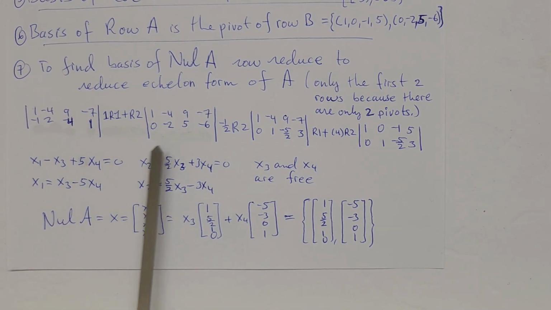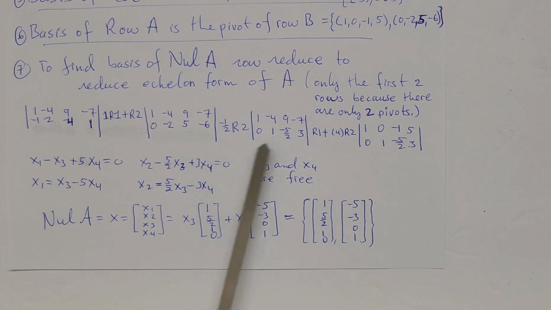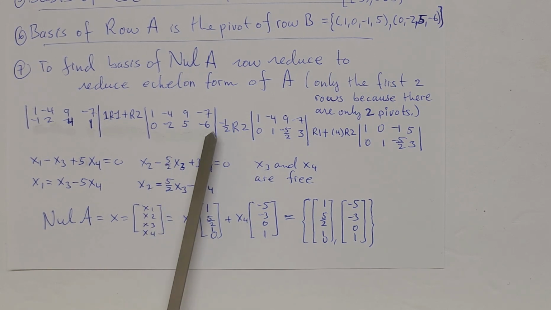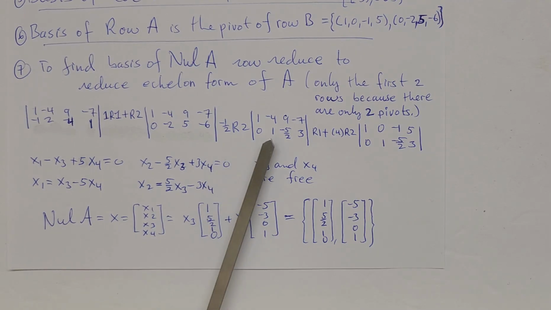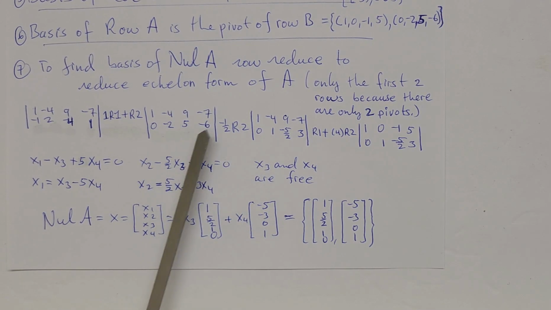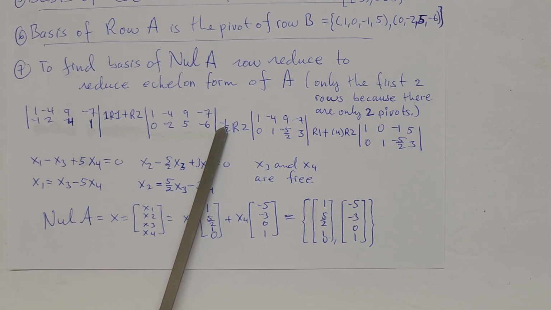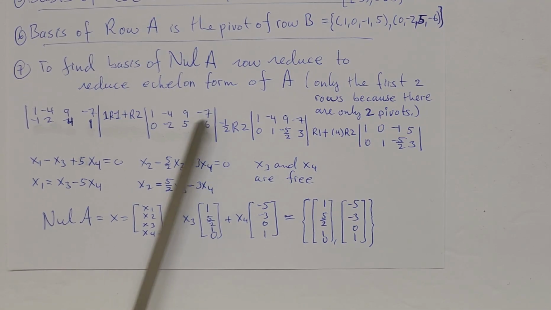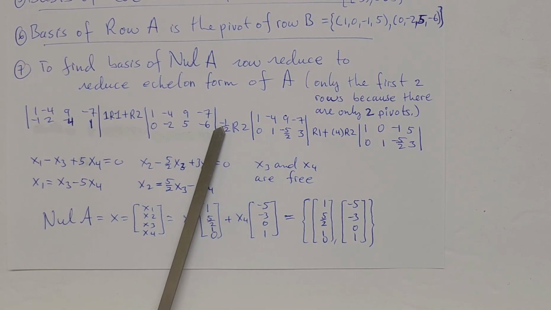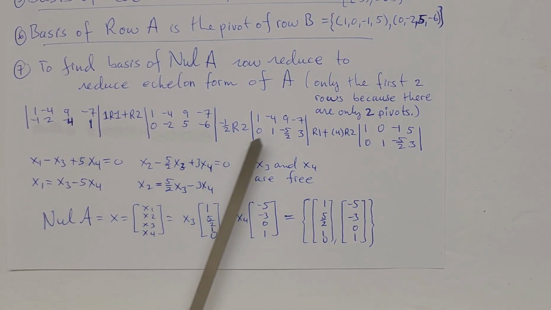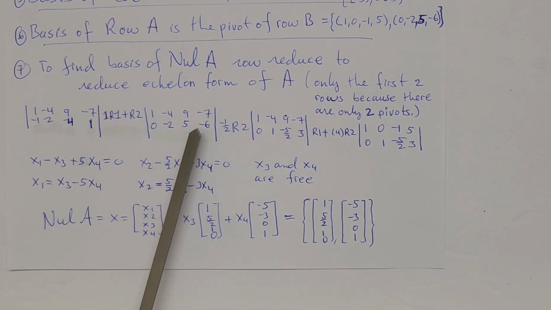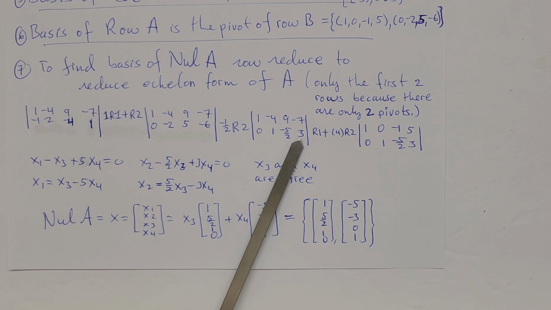Next we need this -2 to be a 1. So multiply by the reciprocal of 2, which is 1/2. However, we want a positive 1, and because this is a negative, we need another negative. So -1/2 times -2 gives me +1. -1/2 times 5 gives me -5/2. -1/2 times -6 gives me +3.